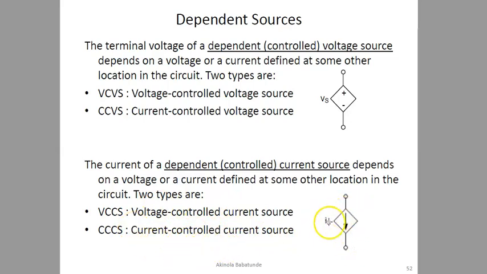This is also represented with a diamond or a kite shape here, and you can see Is represents the current source, and you can see the arrow flowing down between these two terminals.